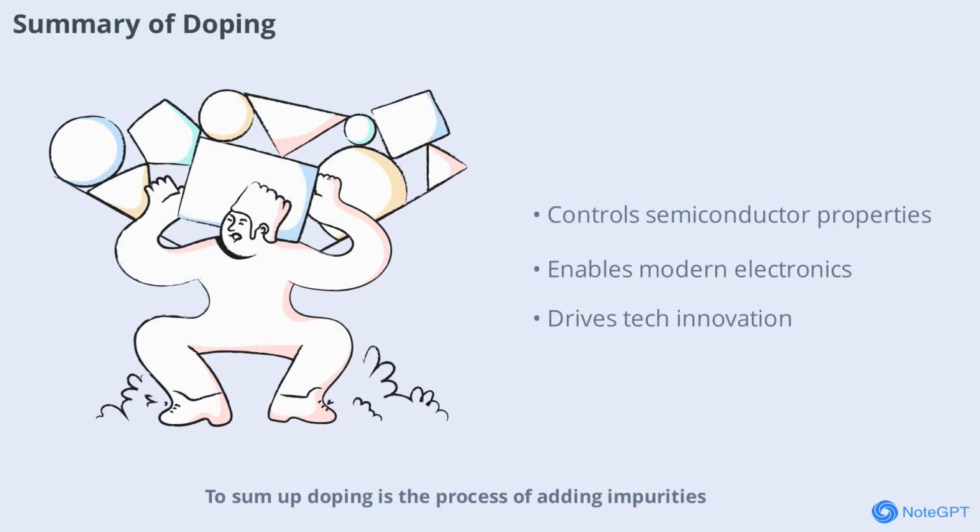To sum up, doping is the process of adding impurities to semiconductors to control their electrical properties. This simple yet powerful technique is at the heart of modern electronics, enabling everything from computers and smartphones to solar panels and medical devices. By mastering the art and science of doping, engineers have unlocked the potential of semiconductors, shaping the world we live in today.